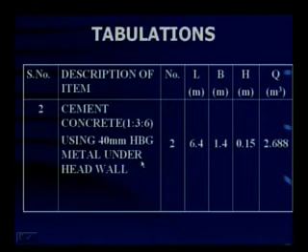Now, look at this. This is how we tabulate, because there are 2 walls, one on the upstream and the second one on the downstream side. This is how we arrive at the quantity of cement concrete using 40 mm HBG metal under head wall. There are 2 walls. The calculation of length I have told you in the earlier slides. 1.4 meters is the width. The thickness or depth is 0.15 meters. On multiplication, 2 into 6.4 into 1.4 into 0.15, it comes to 2.688 cubic meters. Now this part is over. You have laid cement concrete under the head walls. What next? You need to lay some granular material under the pipe. Now we move on to the next item.